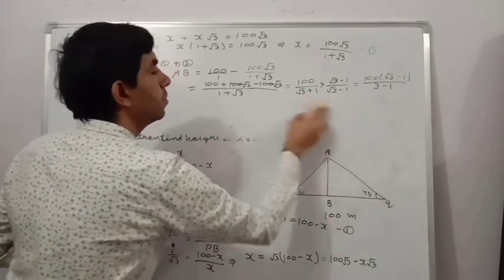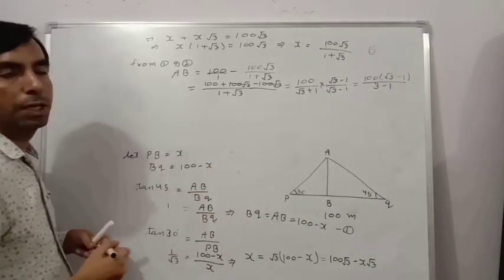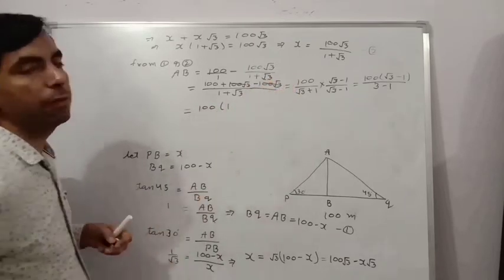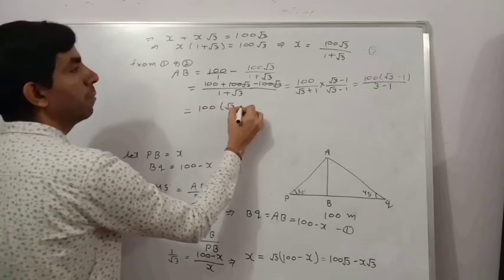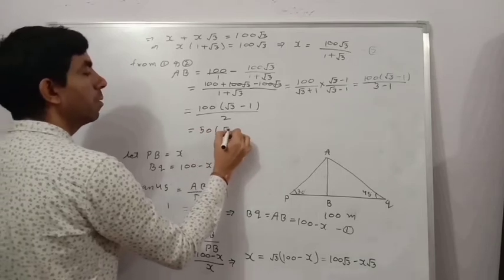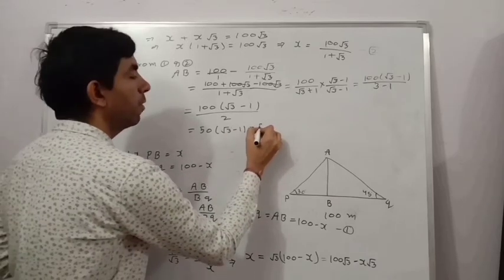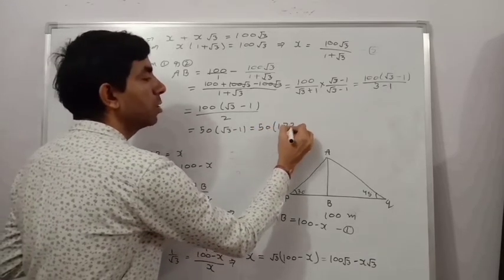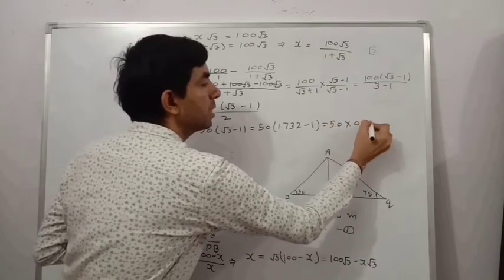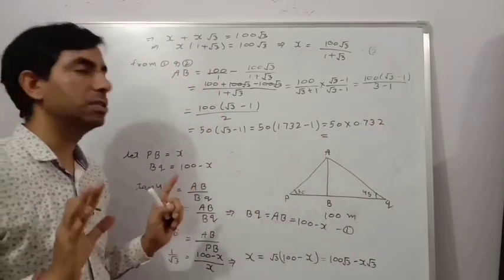Next, we solve it. 100 is as it is, in a bracket root 3 is as it is, minus 1, upon 2. Then our answer is 50 times root 3 minus 1. But if you want to put in the value of root 3, then we get 50 times 1.732 minus 1, which means 50 multiplied by 0.732. Multiply it in decimal numbers in the general form.